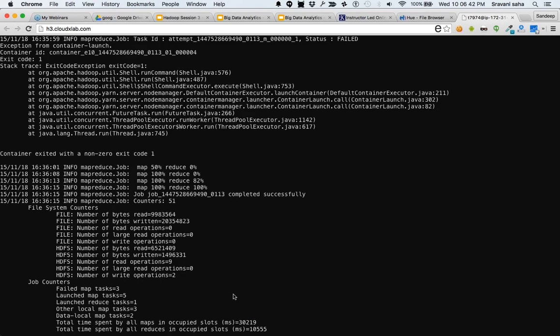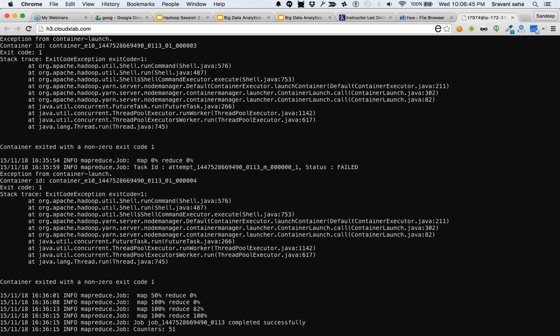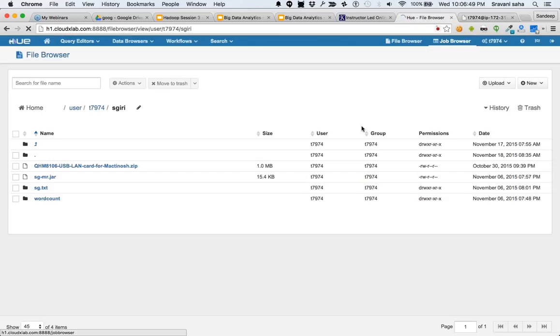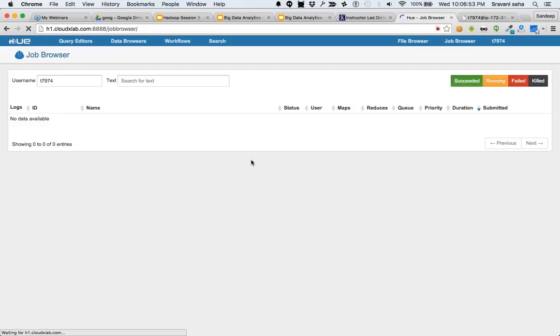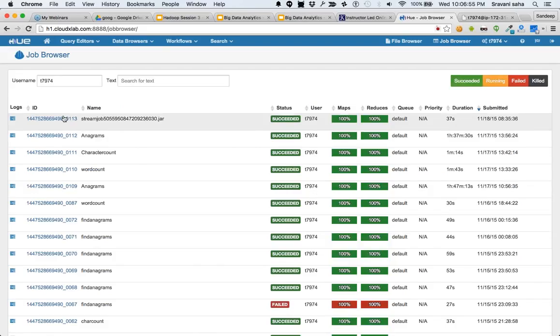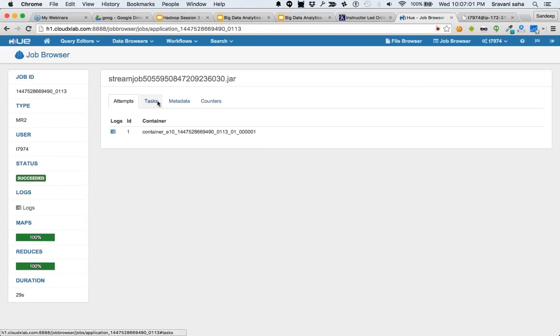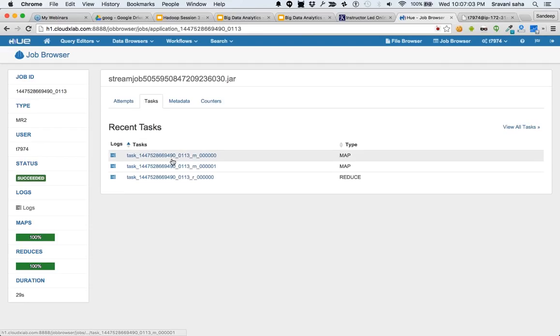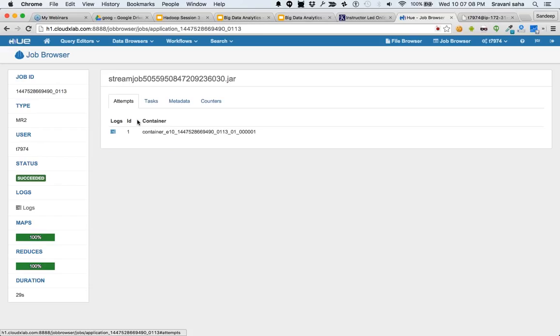Now this is the magic. You're lucky to see this situation where the work did not get done at this point, but it got done on another machine. So I just ran this stream job. You can see it says succeeded. Although if you see tasks, it says that it started three tasks, and there was one attempt. This attempt.